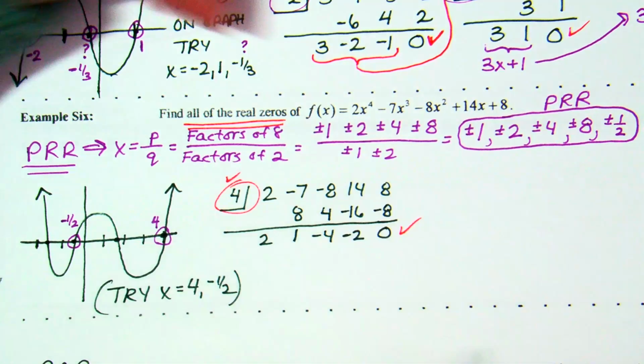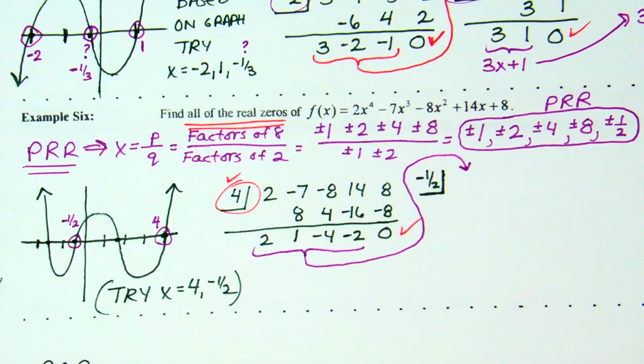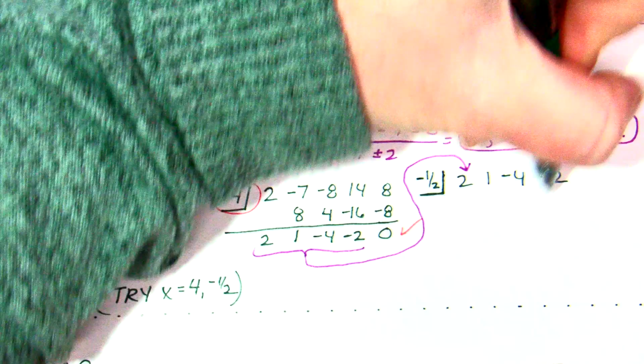Okay, what's the next one I'm trying? Negative 1/2. Guys, don't be scared of a fraction. It's not that bad, I promise. Now, what numbers am I using here? Your new row of numbers, yes? Do not go back. This is incredibly important on this problem. Do not go back and use the original problem here, or you won't be able to find your irrational roots. So I'm going to use 2, 1, negative 4, negative 2. And I don't need the 0.